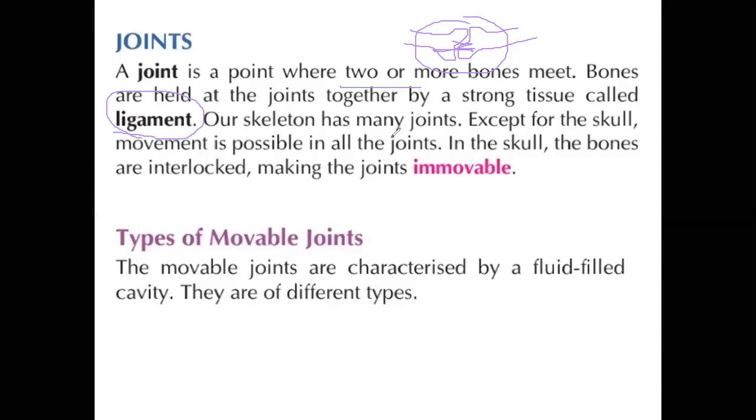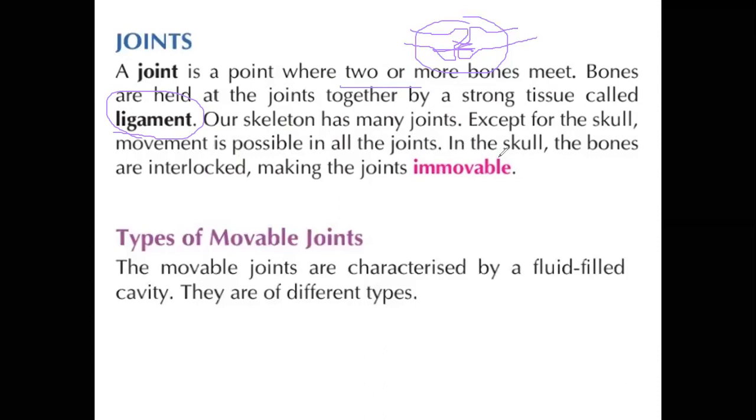Our skeleton has many joints, except the skull. The skull doesn't contain any joints, except the connection in the lower jaw. Only the lower jaw, understand? The remaining portion of the skull doesn't contain any joints. Movement is possible in all the other joints, mostly because of the joints.